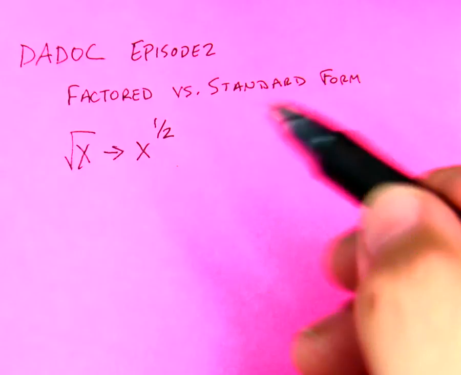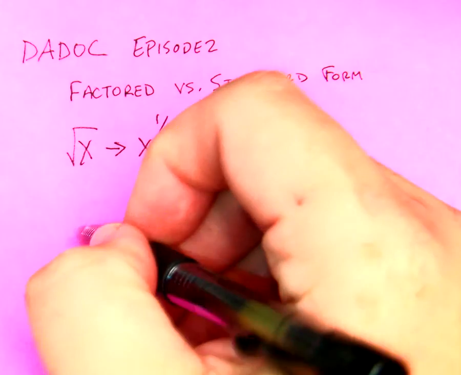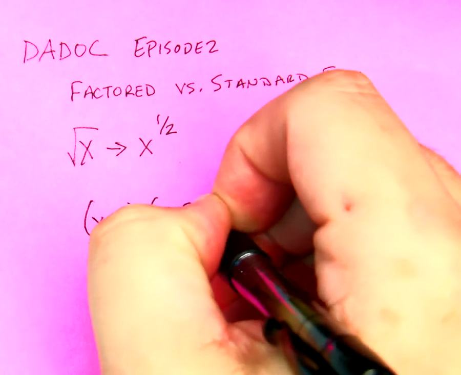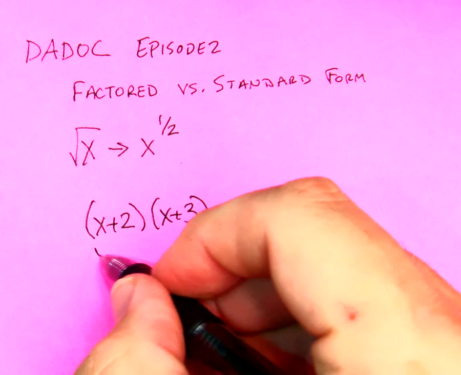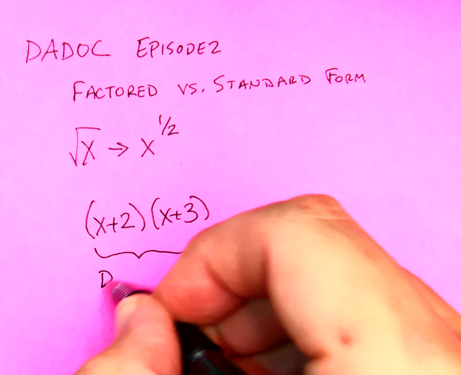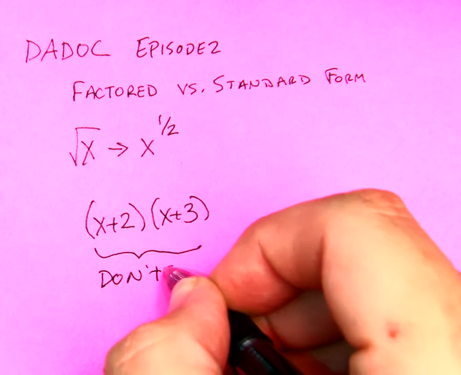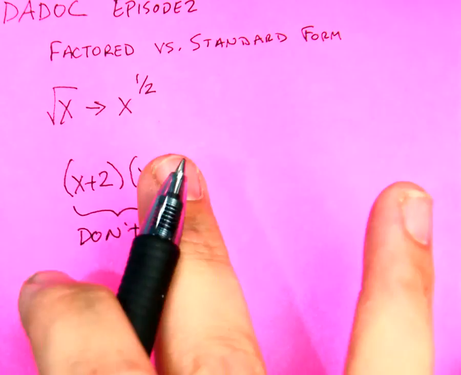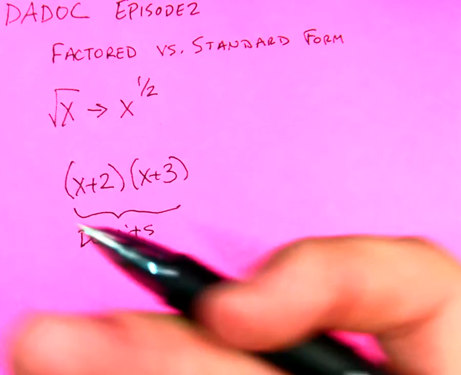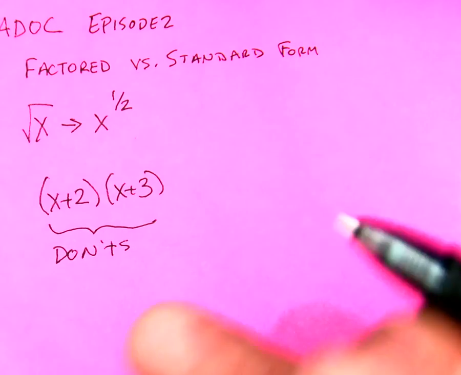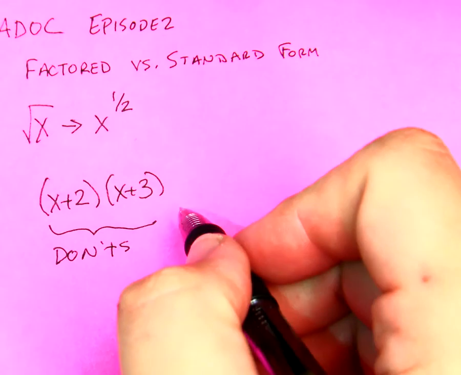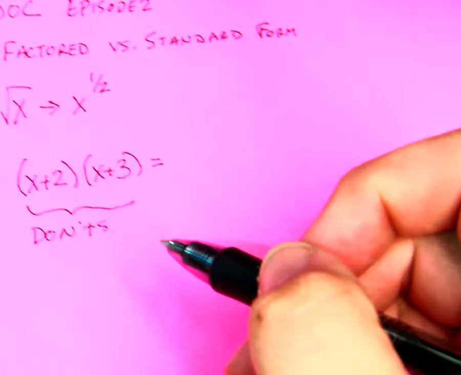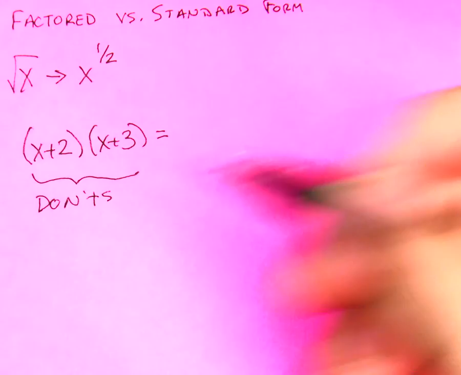Same thing if you have, like, x plus 2 times x plus 3. This is one of the don'ts. Now, you can get your zeros from this, you can get a lot of information from it, but once we start getting into differentiation, you're going to want to deal with this in a certain form. So we want to use our algebra skills, and we want to multiply this out. Now, if you want to FOIL, you can FOIL.